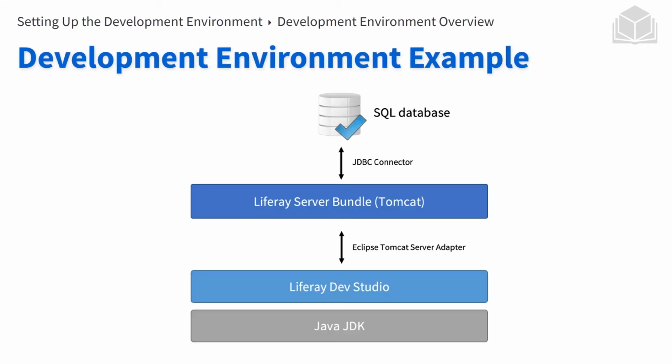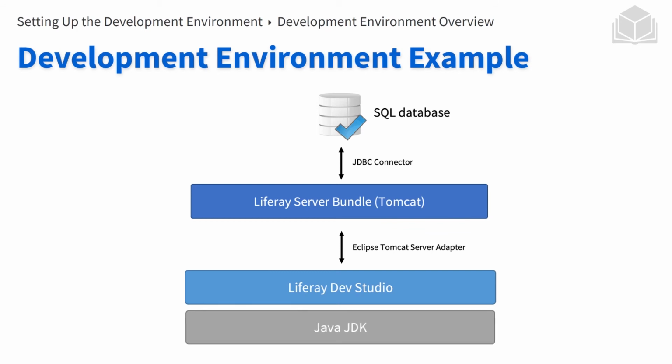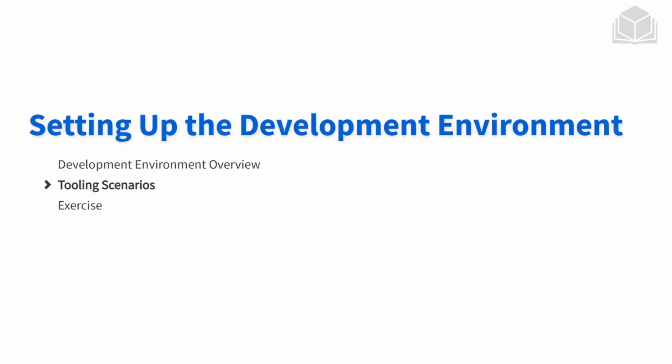Let's talk about our different development environments and some of the different ways and configurations that we can use to get that up and running. Here on this diagram, it's pretty simple. You're going to have Liferay Developer Studio, and of course we're going to need the Java JDK to run all of this. It's going to connect to a Liferay bundle, which is going to be Tomcat, and connect us to our database using the JDBC connector. Pretty typical setup here.